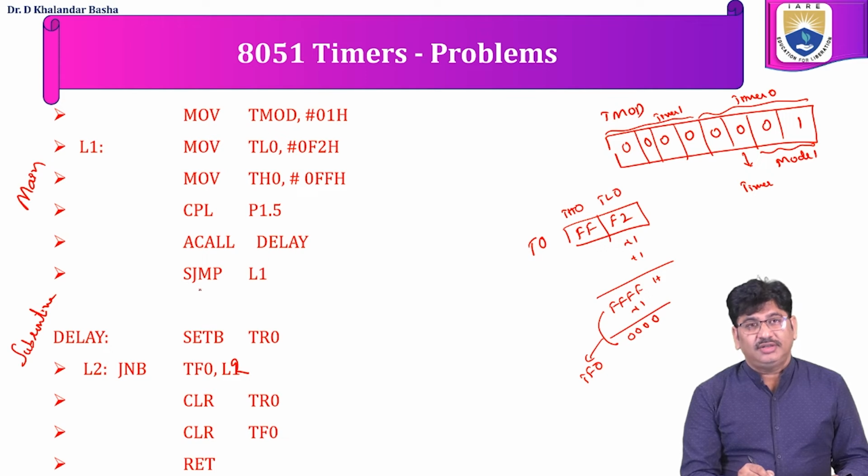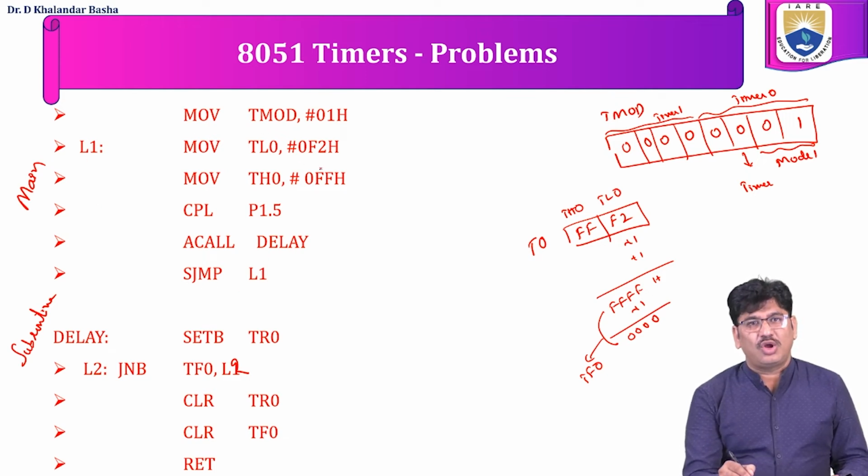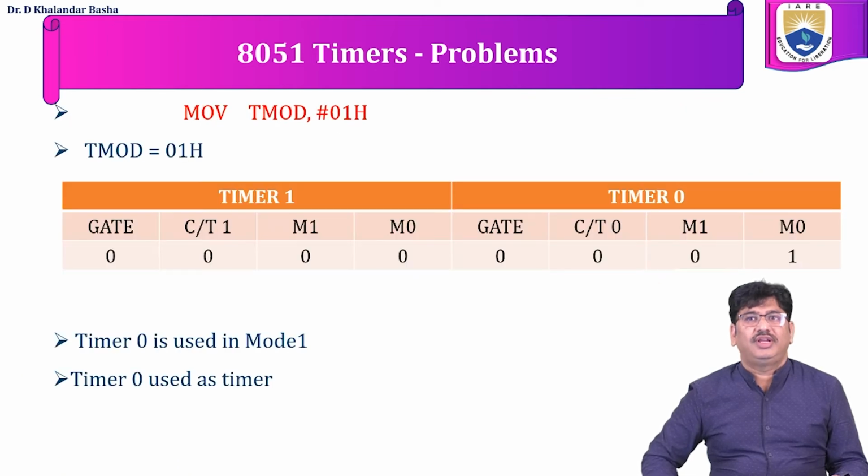After the delay function, SJMP to L1. So again loading the count, right? So now this program will generate a square wave. Now we want to find out what is the frequency of operation.